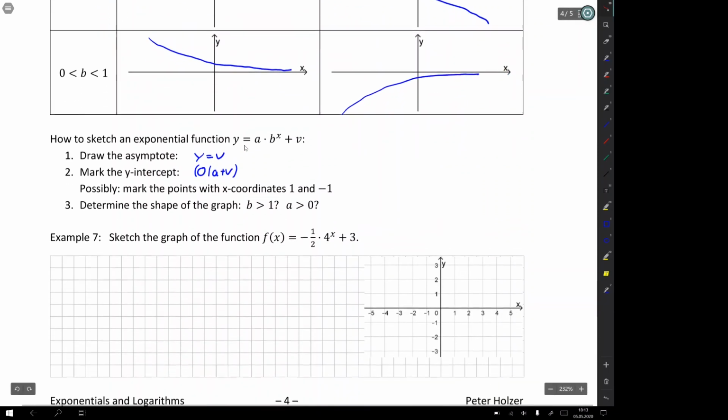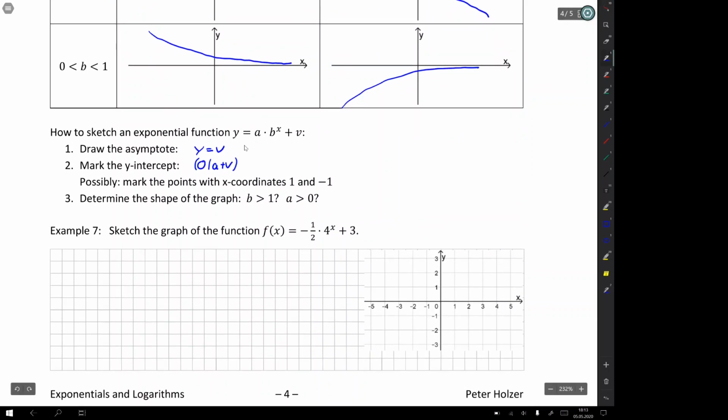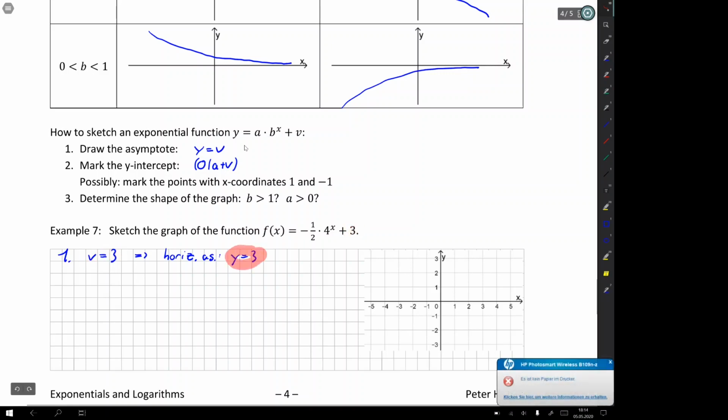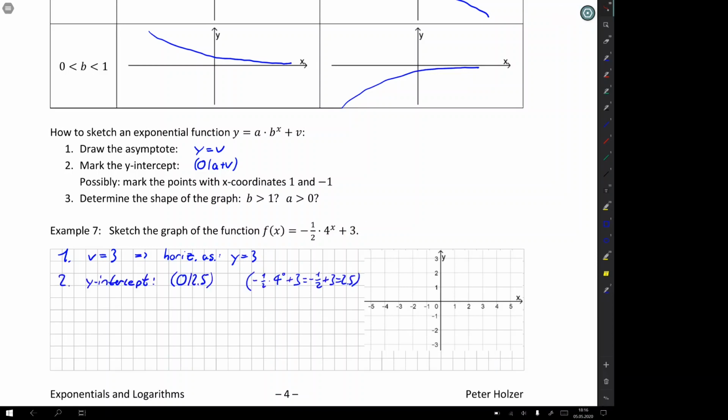So let's try that for the example 7. Proceed as mentioned here. Try it on your own, and here comes the solution. The shifting parameter v is 3, so we find that the horizontal asymptote is y equals 3. For the y-intercept, we find 0, 2.5. Well, just insert for x 0 here, so we get this, which 4 to the power of 0 is 1, and we get 2.5.